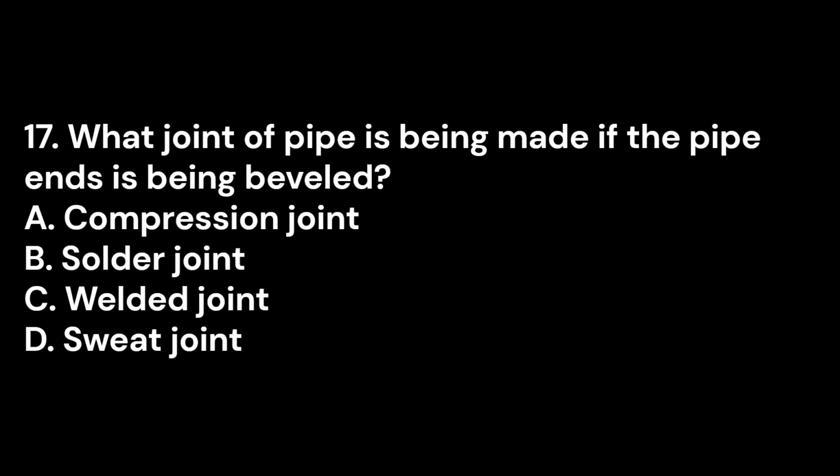Number 17. What joint of pipe is being made if the pipe ends are being beveled? A. Compression joint. B. Solder joint. C. Welded joint. D. Sweat joint.